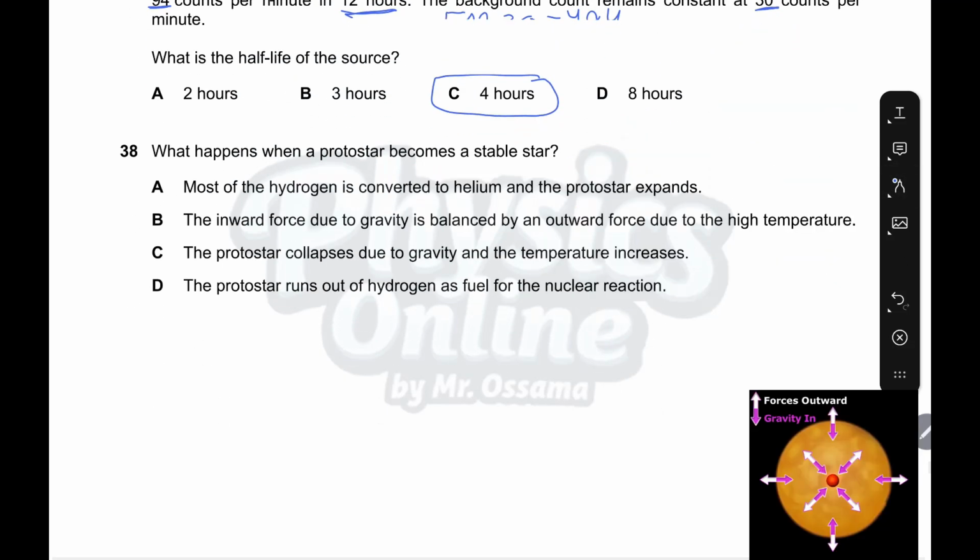Question 38. What happens when a protostar becomes a stable star? There are two forces acting on the protostar, an inward force and an outward force. The inward force is because of gravity and the outward force is because of radiation. When the two forces are equal, we reach a stable star. The inward force due to gravity is balanced by the outward force due to the higher temperature. This is correct.